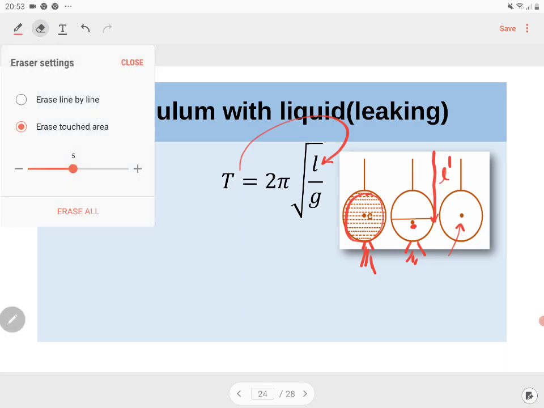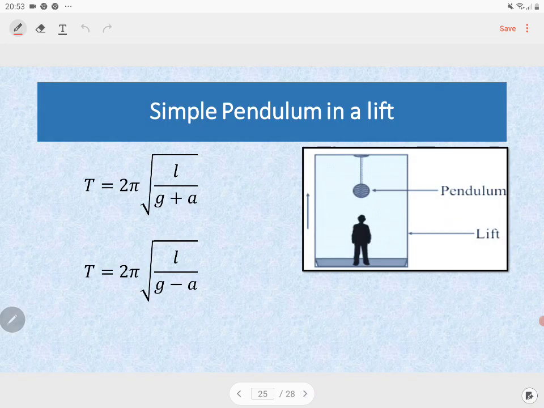We go to the next situation of the simple pendulum. Suppose a simple pendulum is suspended from the ceiling of a lift. The lift is accelerating upward with an acceleration a. So what is the time period? If about this equilibrium position you slightly displace the pendulum and release it, it will execute SHM with 2 pi root over L by g plus a.